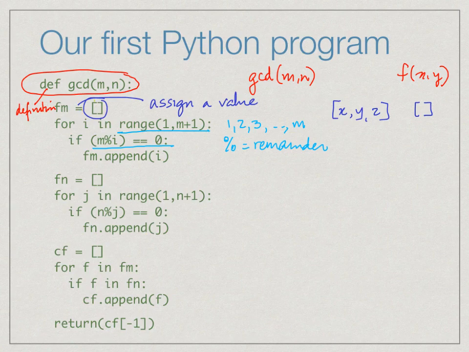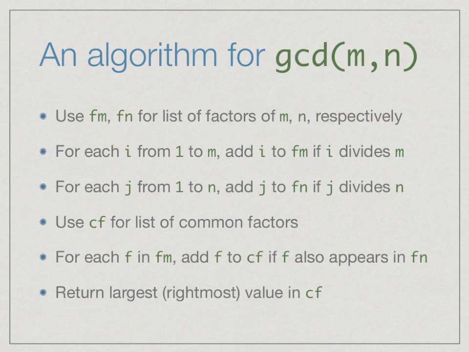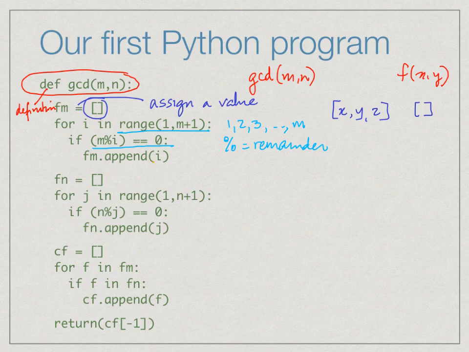This is exactly what we wrote informally in the previous example. We just said that for each i from 1 to m, add i to fm if i divides m. And now we have done it in Python syntax. So we have defined an empty list of factors, and for each number in that range, we have checked if it is a divisor and then added it.